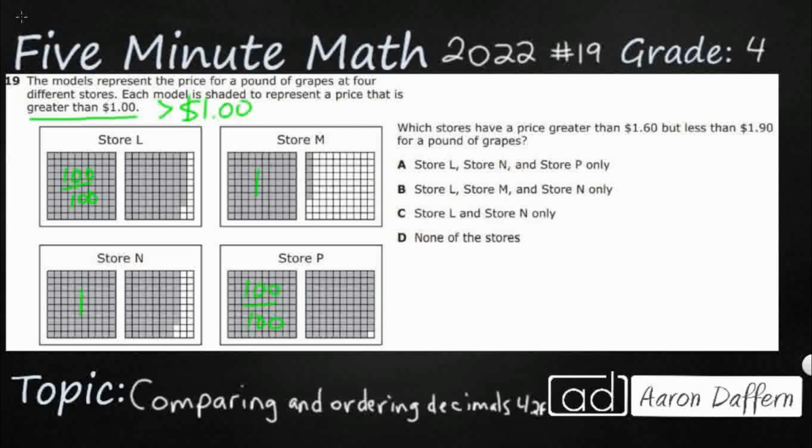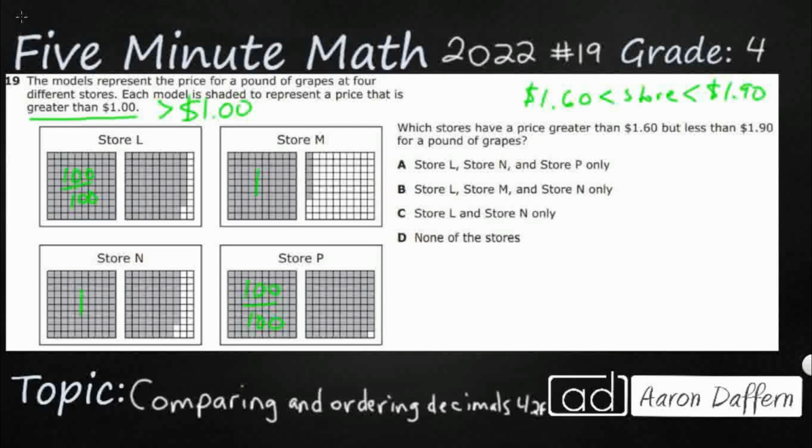Now, we need to find a store that's got greater than $1.60 but less than $1.90. Okay, so it needs to be between 1.60, so I'm going to put my store right here, and 1.90. All right, so that's what I'm looking for. Well, let's figure out how much each of these are going to be.